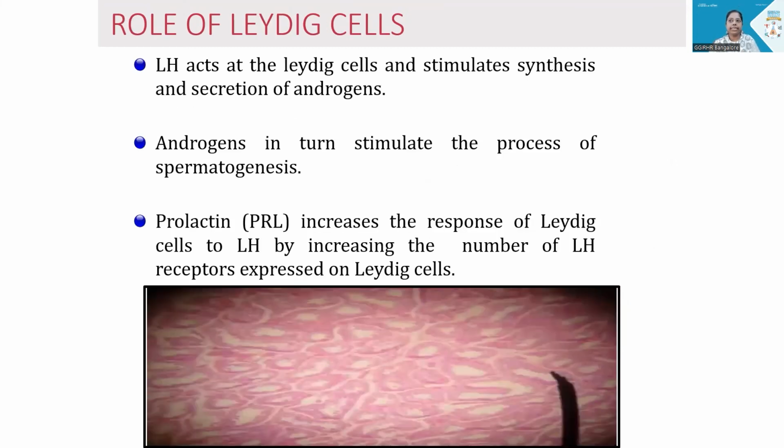The role of Leydig cells. LH acts on the Leydig cells and stimulates synthesis and secretion of androgens. Androgens in turn stimulate the process of spermatogenesis. The role of prolactin in Leydig cells is that it increases the response of Leydig cells to LH by increasing the number of LH receptors expressed on Leydig cells.